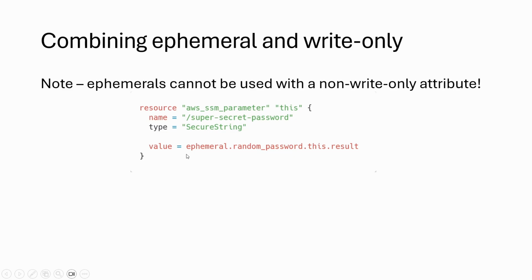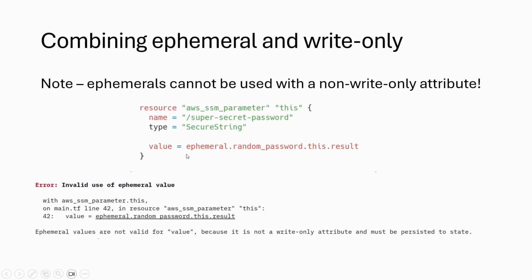But what actually would happen is Terraform would deny this call. That's because ephemeral values are not valid for value, which is this one, because it is not a write-only attribute and it must be persisted to the state. So Terraform would not allow you to write ephemerals to attributes which are persisted to the state, which are non-write-only attributes, as I already mentioned. Keep that in mind when working with ephemerals.